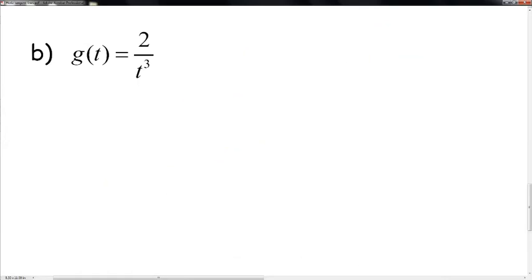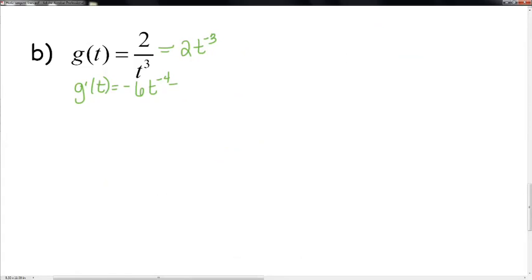All right, part B, I'm going to do the same thing, except first, my coefficient is 2, and I'm going to move that t up, so it'll be t to the negative 3, and so now I'm ready to go ahead and take my derivative. So g prime of t is equal to negative 6 t to the negative 4.